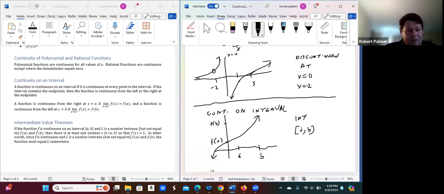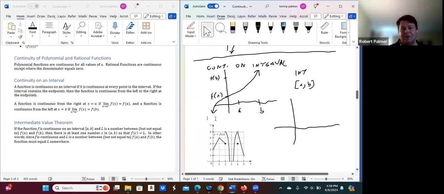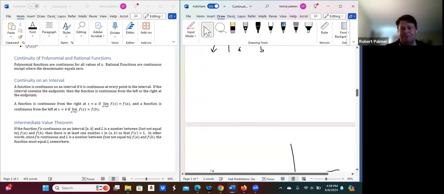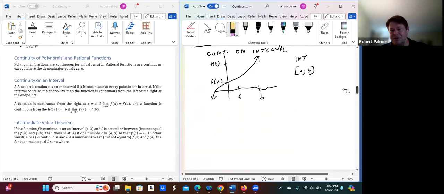A function is continuous on an interval if it's continuous at every point in the interval, and therefore, if the interval contains the endpoints, the function is continuous from the left or the right of those endpoints. So what does that mean? Well, if we think about a closed interval right here, in fact, let me just redraw this picture. Let's just take a look specifically at this interval. Let me move this out of the way. Let's look just at this function on the interval.